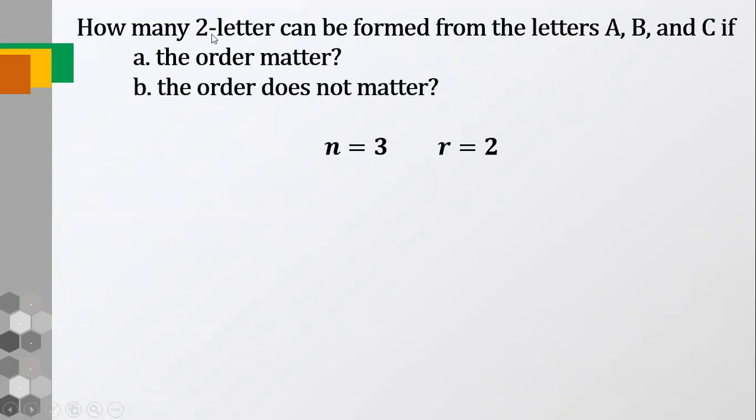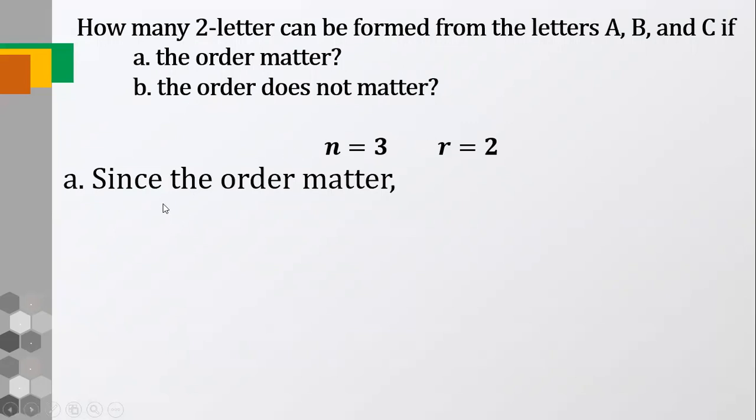So let's take a look at this example. Earlier we selected two letters from A, B, and C, considering when the order matters and when the order does not matter. For letter A, we will use permutation. And for letter B, since the order does not matter, we will use the combination. Obviously our n is 3 since we have three objects, A, B, and C. And r is equal to 2 since we will get two letters out of these 3.